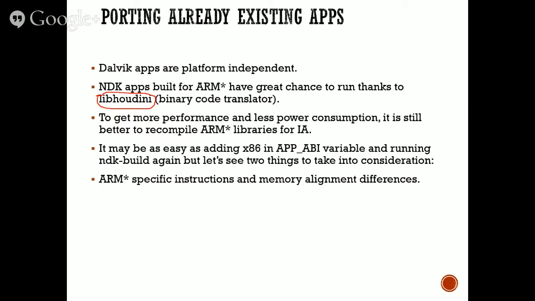So to get a better performance and to ensure that the power consumption is reduced, what you have to do is recompile your library for the x86 platform. As mentioned in this slide, it may be very easy, just adding x86 in the APP_ABI flag and rerunning the NDK build. Or if there are any specific instructions, or if you see there is a scope for optimization for the Intel platform, you need to make some changes to your applications, and then compile the code.